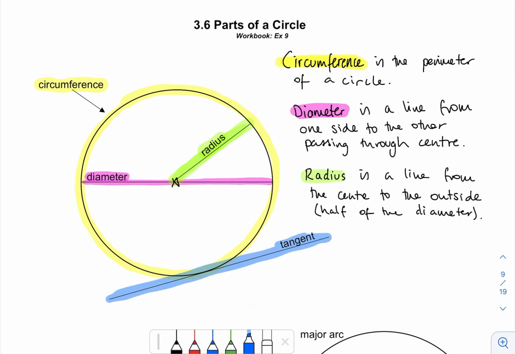And the last one here on this particular circle is this one here. Okay, that's called a tangent. Okay, I'm going to write over here. So tangent is a straight line, okay, which touches the circle at one point.